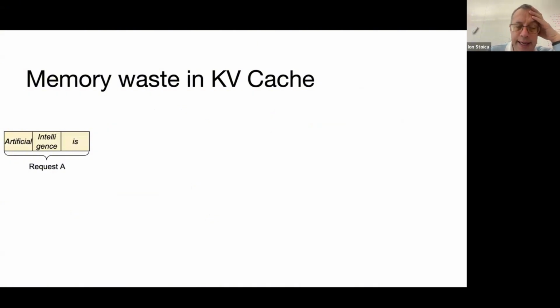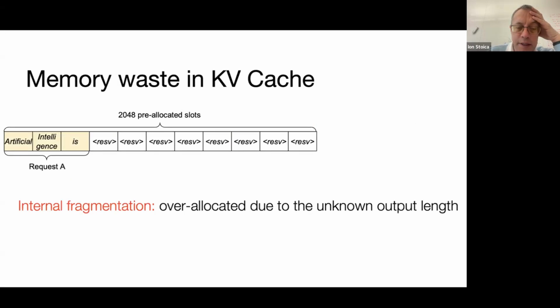Say for request A, you assume the request size, including the prompt, is 2048, so you pre-allocate all the slots. Obviously, this results in internal fragmentation because you are going to over-allocate. If the output is going to be much smaller, say 100 tokens, you are going to waste all the other memory you have allocated.